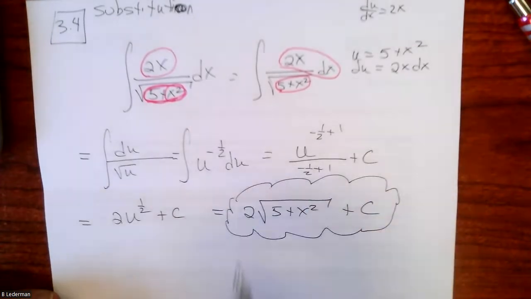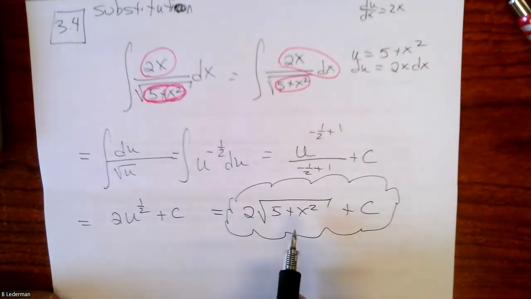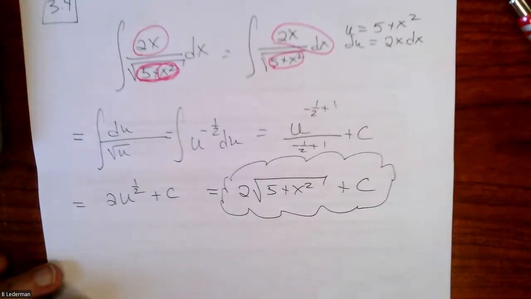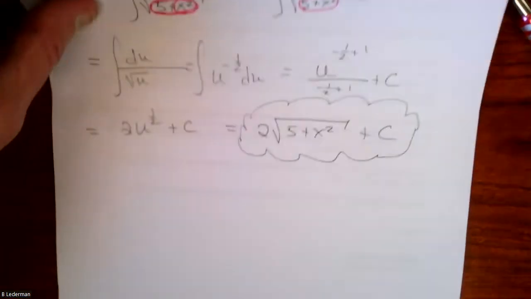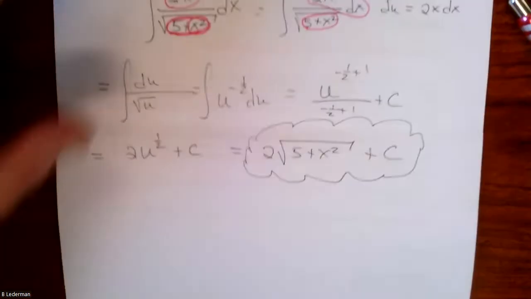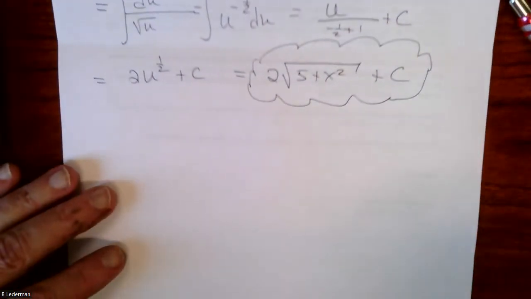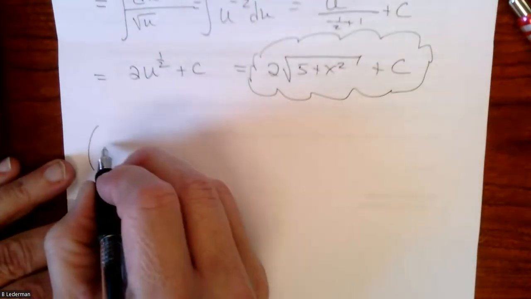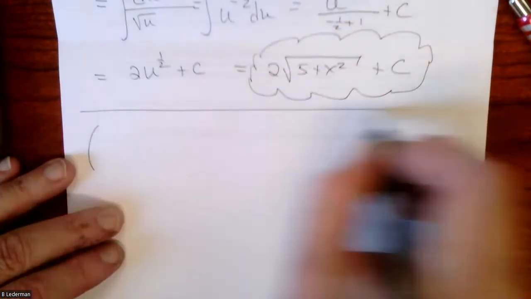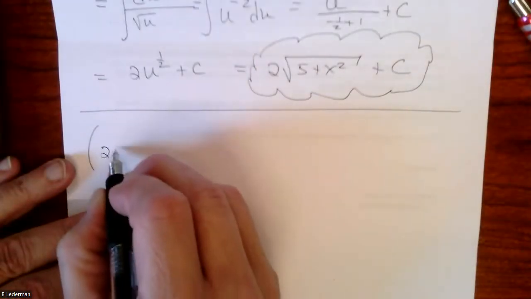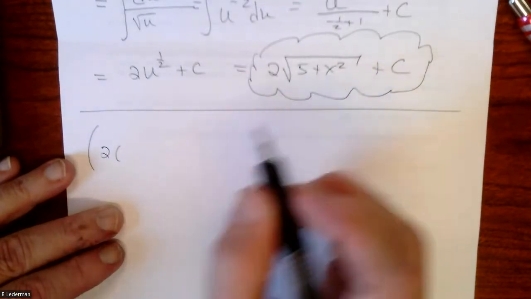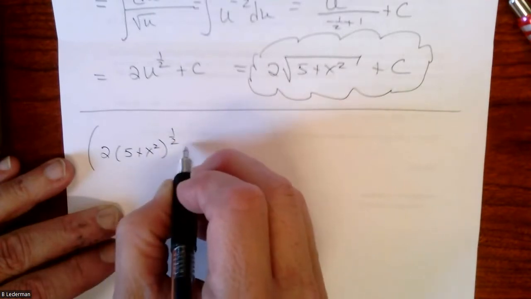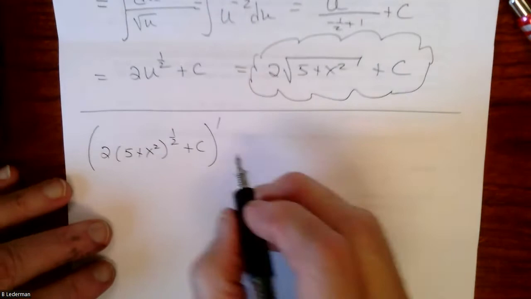Now, what I'd like to do is take the derivative here, and I want to see that the derivative does work to get back to our original function. Taking the derivative will help give us a little bit of insight into why this whole method worked to begin with. So I want to take the derivative of 2 times, I'm going to write it as an exponent rather than a radical, 5 plus x squared to the 1/2 power plus c, the whole thing.